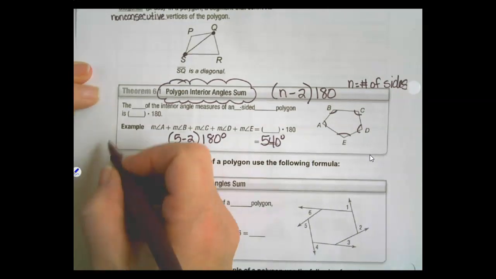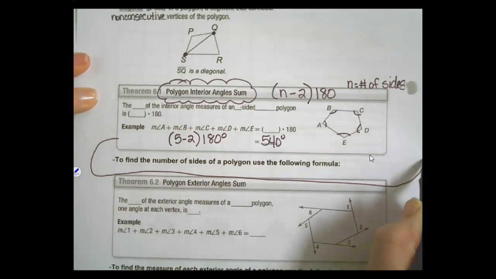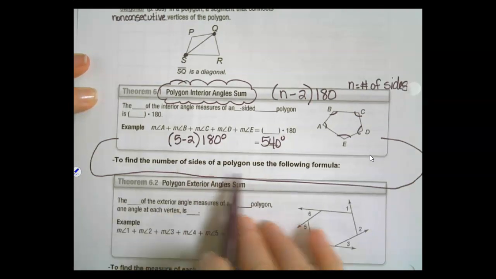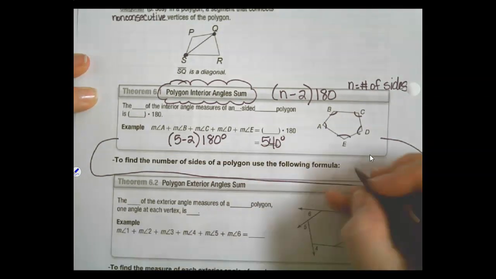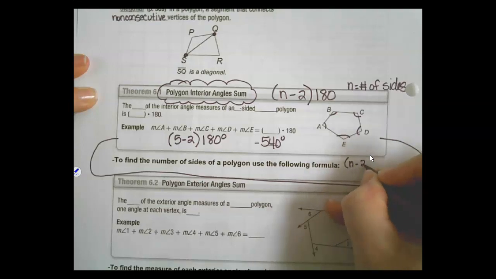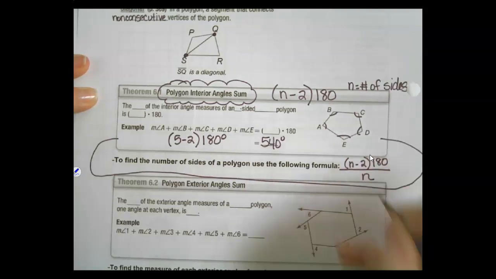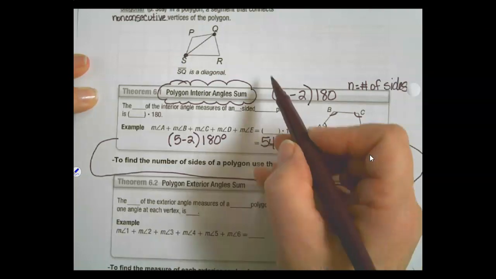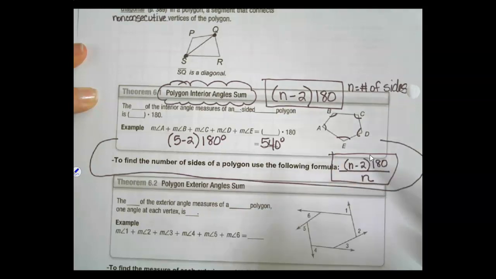This part is almost like the opposite of that. So to find the number of sides, use the following formula. This one is n minus 2 times 180 divided by the number of sides. So that's a whole different formula. Here's a formula, here's a formula, because you'll need to refer to those.